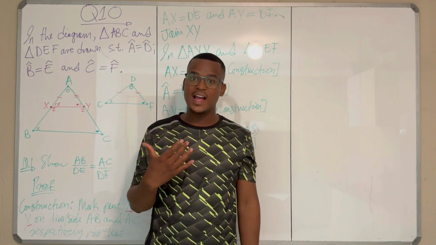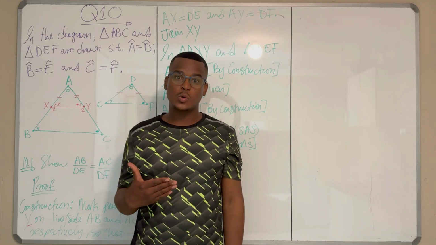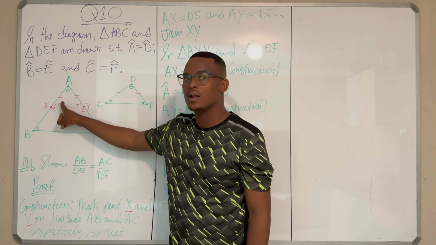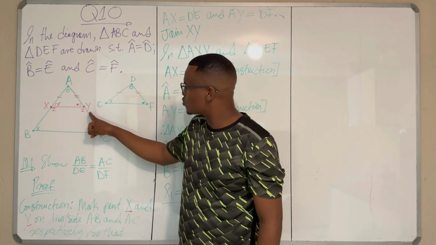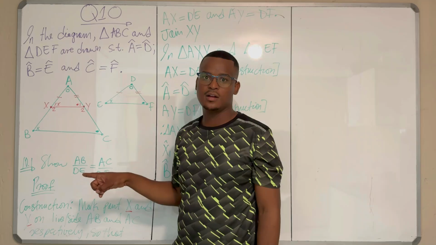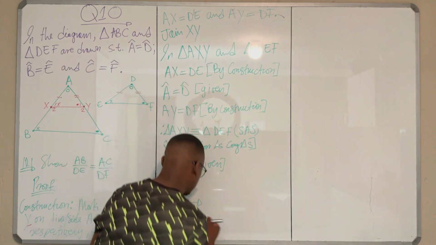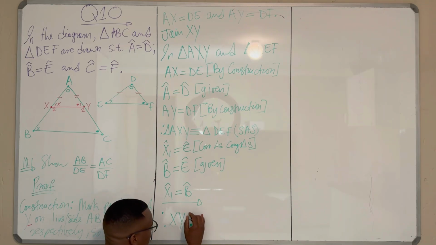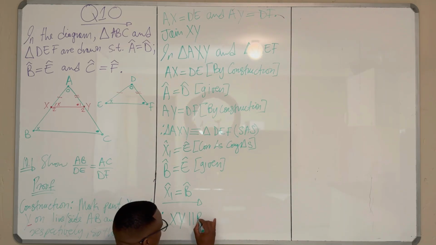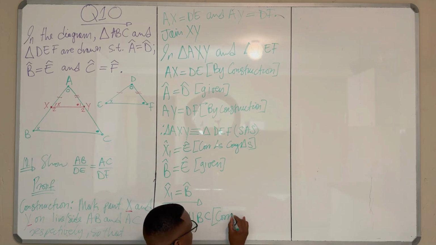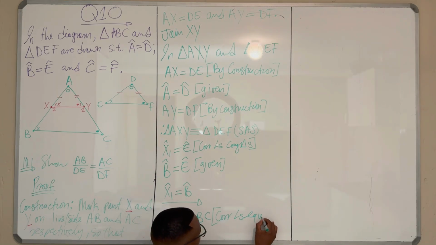If your corresponding angles are equal in measure, it means those two lines are parallel. So because your corresponding angles are equal, your line XY and your line BC are parallel. So in this case, I'm going to say, therefore, XY is parallel to BC. Why? Because the corresponding angles are equal in measure.